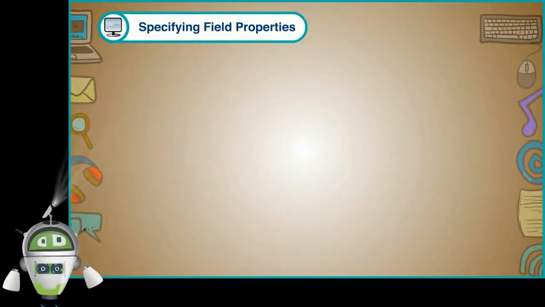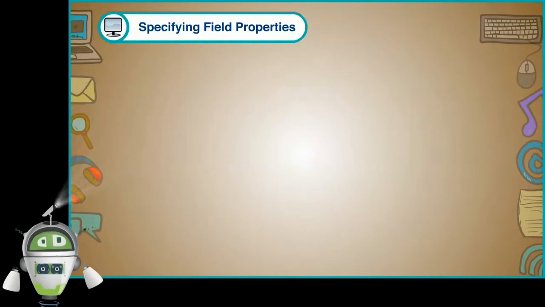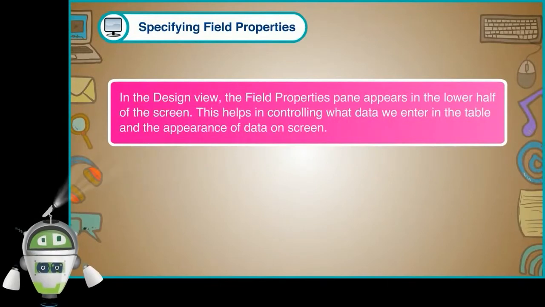Specifying field properties. Each field in a table has various additional properties such as the size of the field, the format, the validation rule, the validation text, etc. These properties define the additional behavior of the field. We can specify additional field properties in the bottom pane of the Table Design view. In the Design view, the Field Properties pane appears in the lower half of the screen. This helps in controlling what data we enter in the table and the appearance of data on screen.